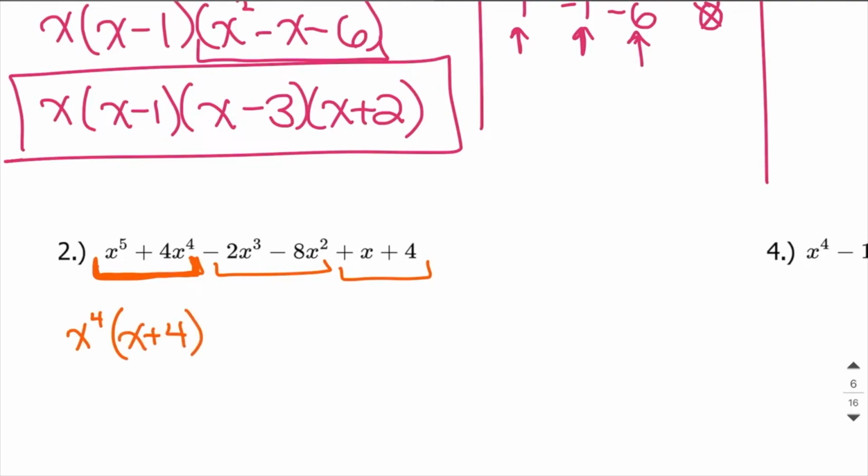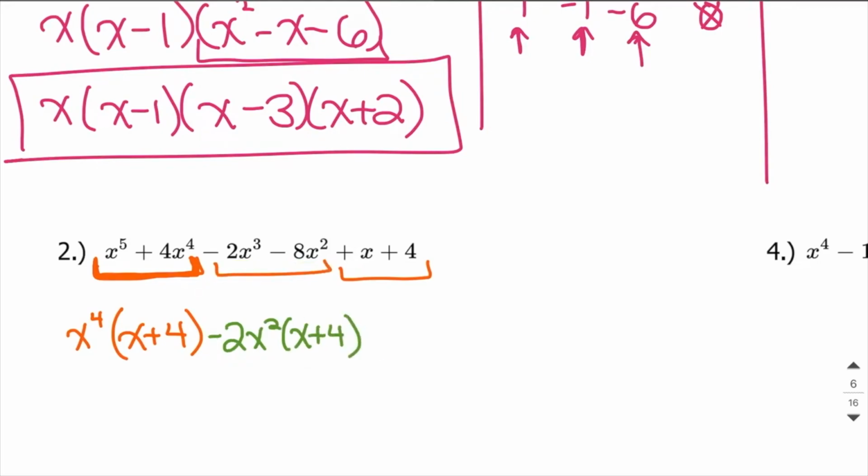Okay, then I'm going to take a look at my next group. And I can see here that, first of all, my leading coefficient is negative, so I'm going to factor out a negative. There's a 2 and an 8 here, and they're both divisible by 2. And then for the x cubed and x squared, the greatest common factor would be x squared. When I factor it out of -2x cubed, I get positive x. When I factor it out of -8x squared, when I divide this by this, I get a positive 4.